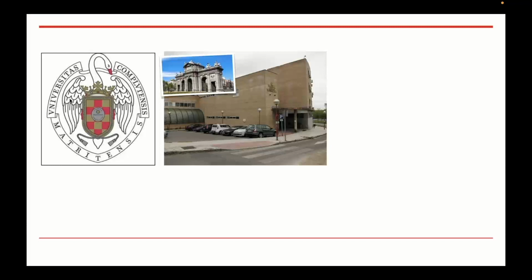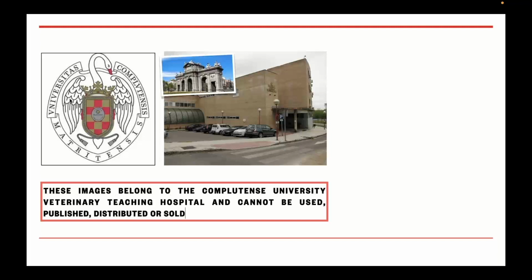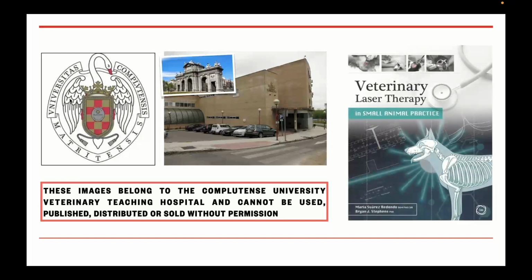I'm now a full-time small animal soft tissue surgeon at the Veterinary Teaching Hospital of the Complutense University in Madrid, Spain. I got my PhD here, and I also collaborate with the rehabilitation service. The images or slides marked as university cases need permission to be used, and a couple of the images that are shown are part of the book of which I am a co-author, Veterinary Laser Therapy in Small Animal Practice, and in that case, it's indicated as well.